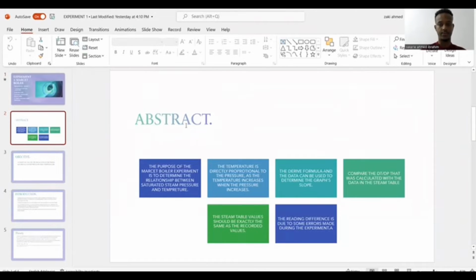The abstract of Experiment 1, the MARCET boiler: the purpose of the MARCET boiler experiment is to determine the relationship between saturated steam pressure and temperature. The temperature is directly proportional to the pressure: as the temperature increases, the pressure increases. From the derived formula, the data can be used to determine the graph slope.